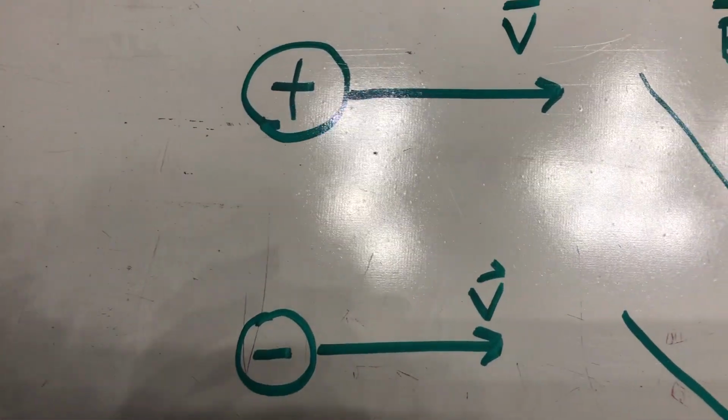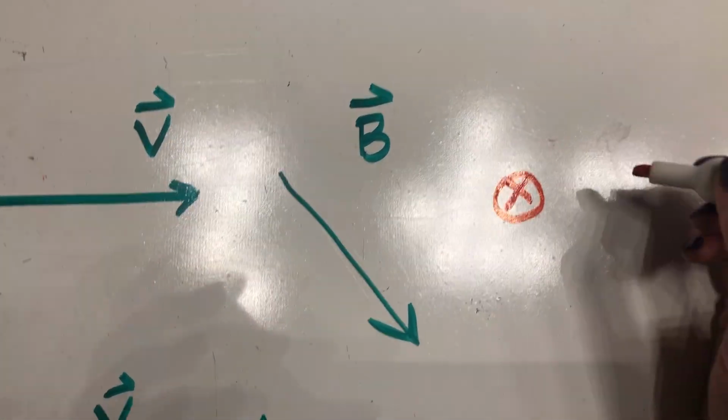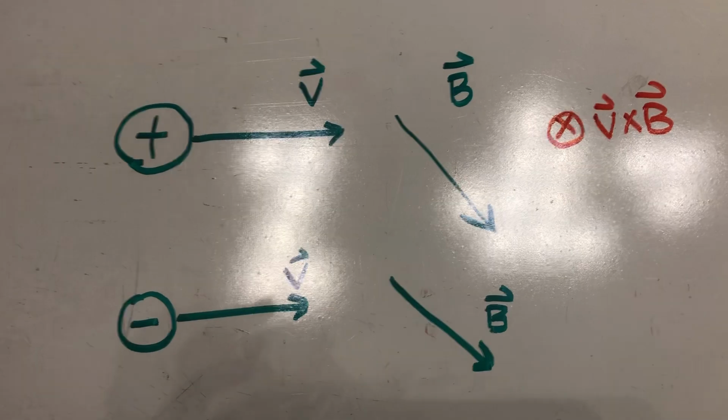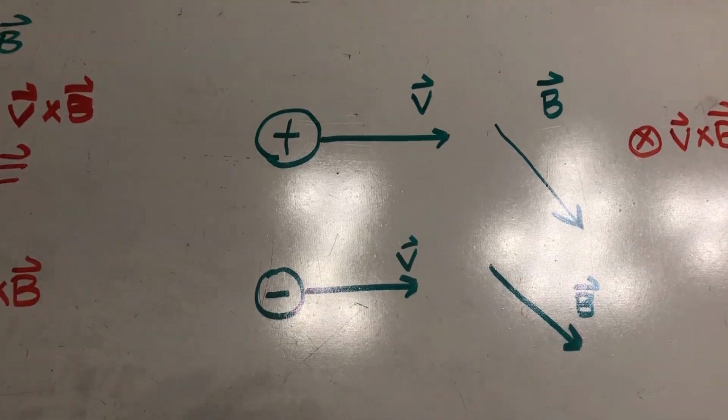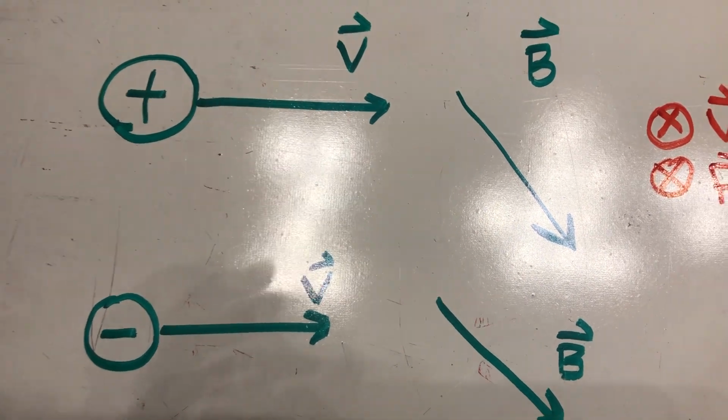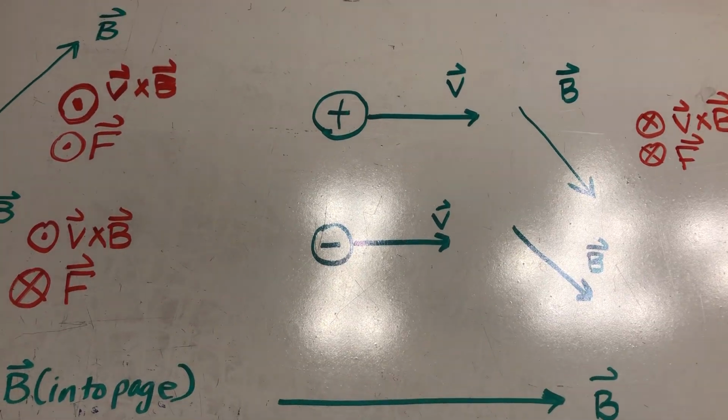And so here I found that V cross B for this example is into the page, and that's also going to be the same direction for the force because this is a positive charge.